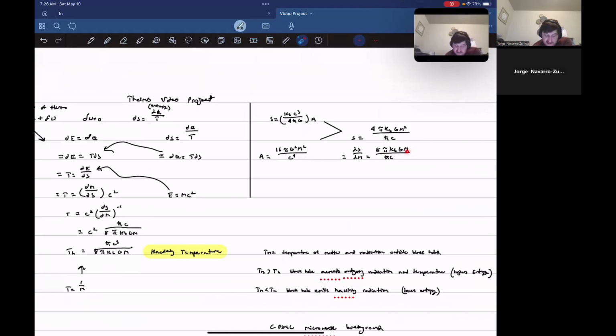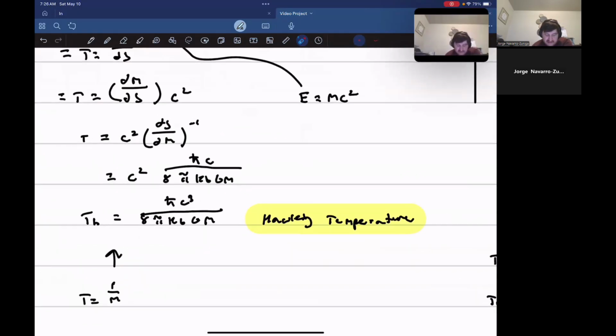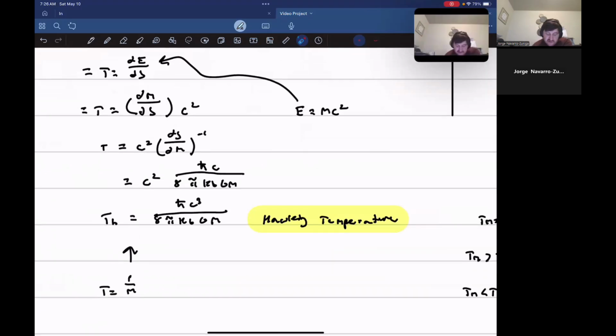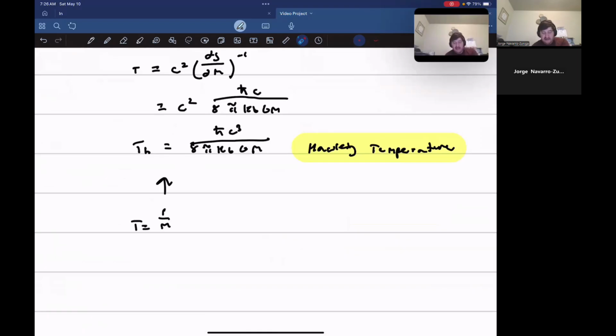Taking this and plugging it back into what we solved over here inversely gives us that the temperature of a black hole is equal to h bar times speed of light cubed over 8 pi times Boltzmann constant times gravitational constant times mass. This is actually known as the Hawking temperature. And this is especially important because this is actually the temperature at which black holes radiate energy out.